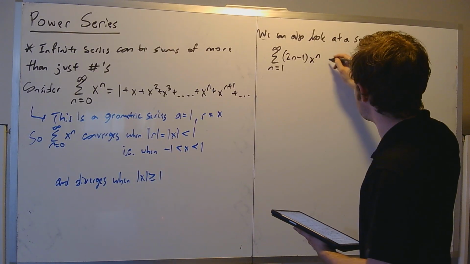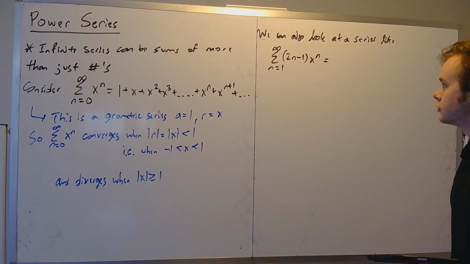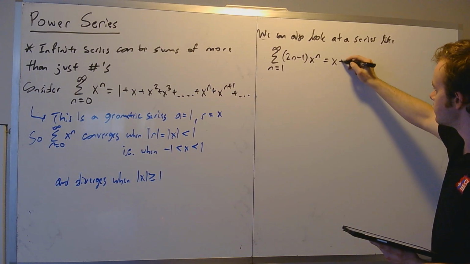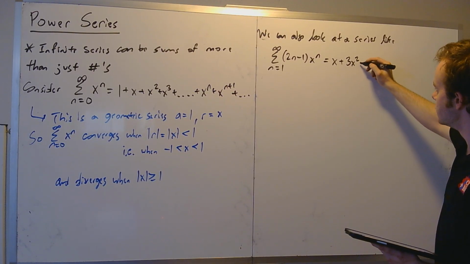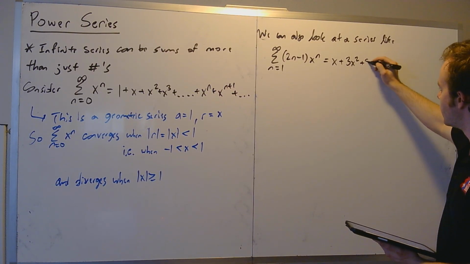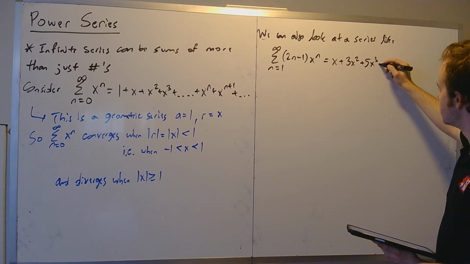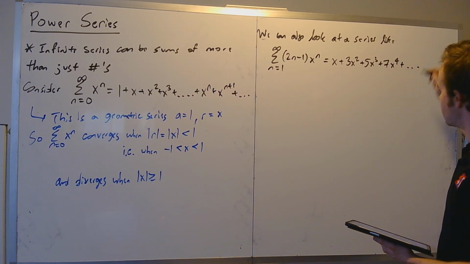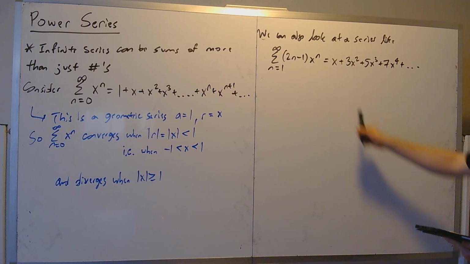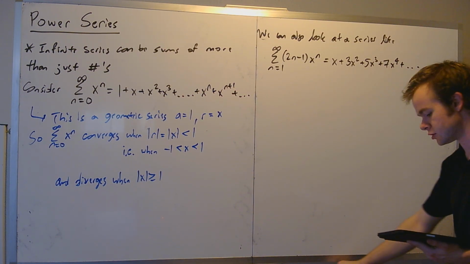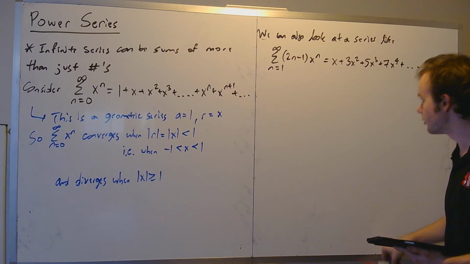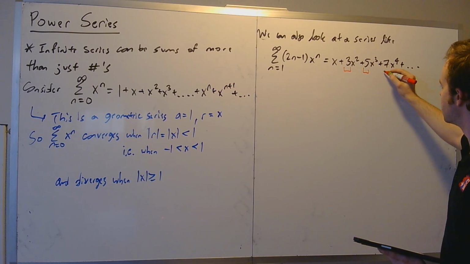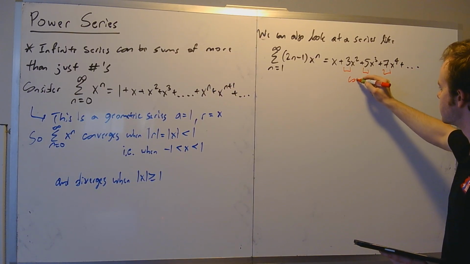So let's just write out what the terms of this one are going to look like. If you plug in n equals 1, you're going to get x. N equals 2, you're going to get 3x squared. For n equals 3, you're going to get 5x cubed, then 7x to the 4th, and so on. So you can kind of see the pattern there. You're getting the odd coefficients of each power of x. And here, we're just going to call these numbers coefficients.